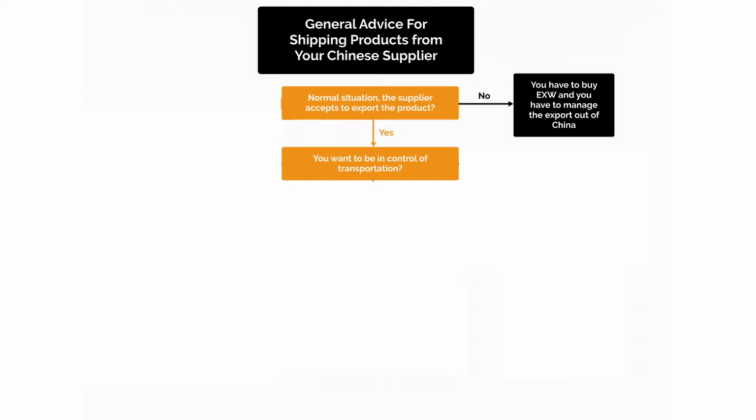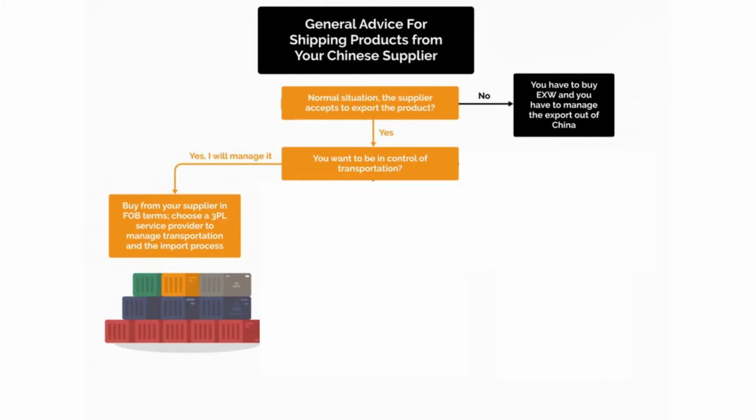If the answer is yes, the next thing you want to think about is whether you want to be in control of the transportation. If the answer is yes, there are two different situations again. The first situation is you will manage it by yourself. Then buy from your supplier in FOB terms, or you can choose a 3PL service provider to manage transportation and the import process.